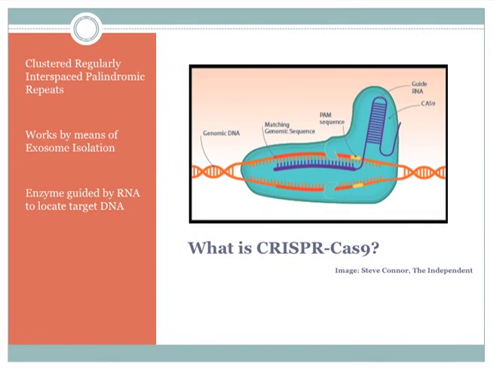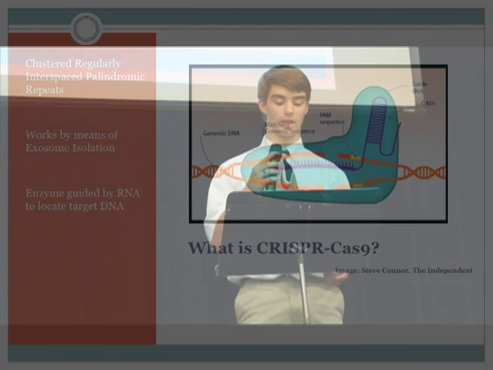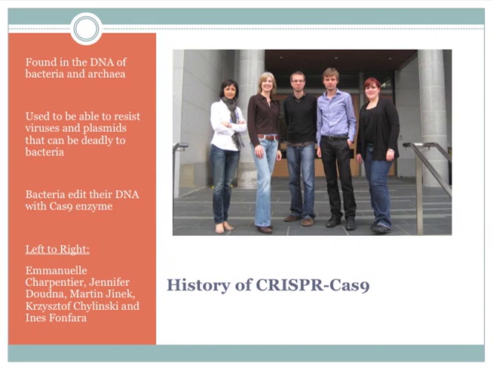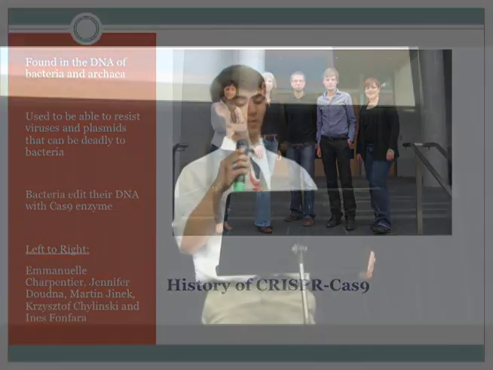it works. As I said before, CRISPR-Cas9 is an enzyme RNA complex. The RNA guides it to the incorrect DNA so that the enzyme can edit it and change the one incorrect nucleotide that caused cystic fibrosis. Here's the team that discovered CRISPR-Cas9. It was found in a species of bacteria in archaea, and CRISPR-Cas9 was used for the bacteria in archaea to resist viruses and plasmids that could potentially be deadly to the bacteria in archaea.